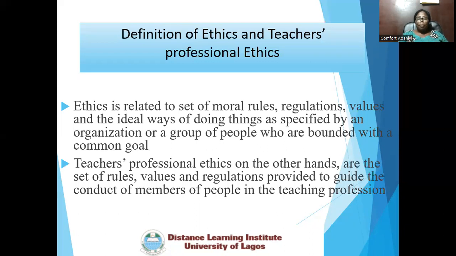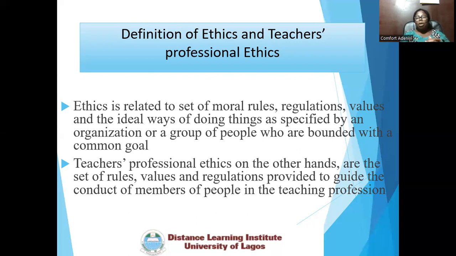Now let's define ethics. Ethics is related to a set of moral rules, regulations, values, and ideal ways of doing things as specified by an organization or group of people. Like I said earlier, ethics has to do with a set of rules that a particular organization, community, or professional body has set for its members to be able to measure whether such a member has behaved well or not, or to guide the members so that the organization or community will be well organized. Without rules, everybody will just be behaving the way they want. But when there are set rules or accepted norms, everybody will know what he or she is expected to do that will be considered right, or what will be considered wrong.